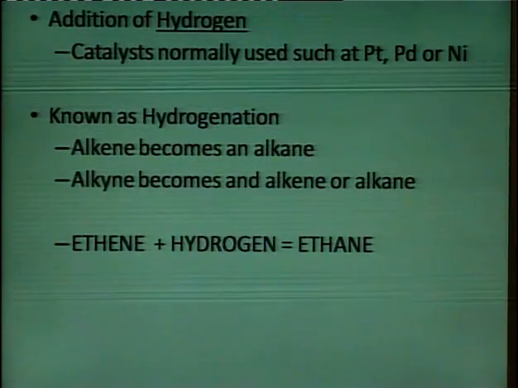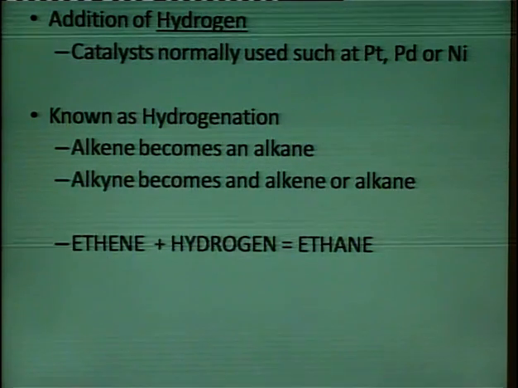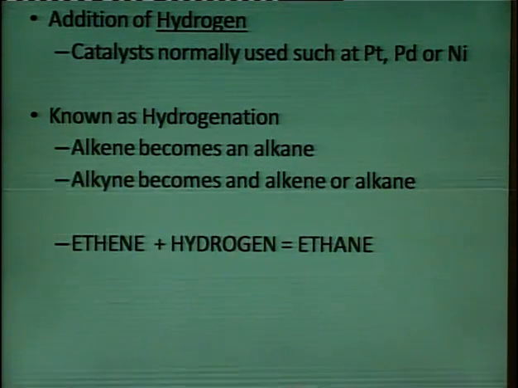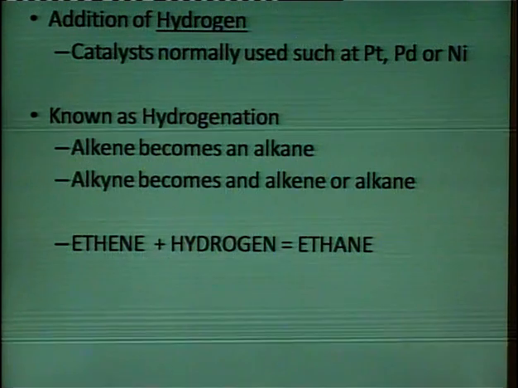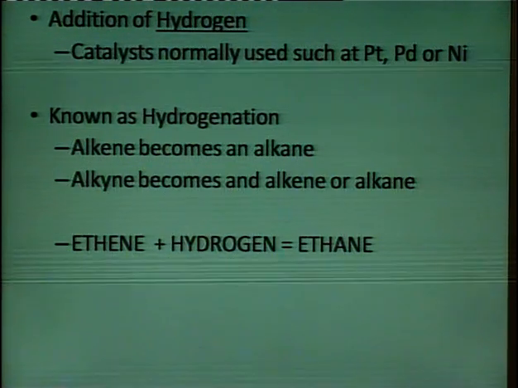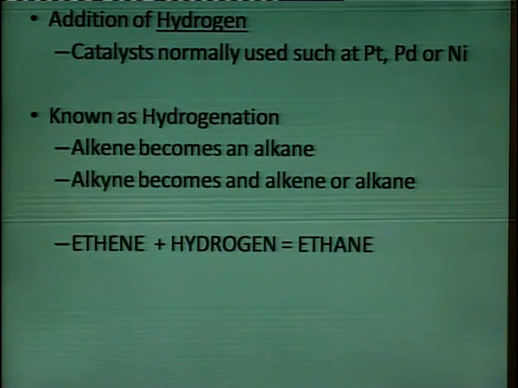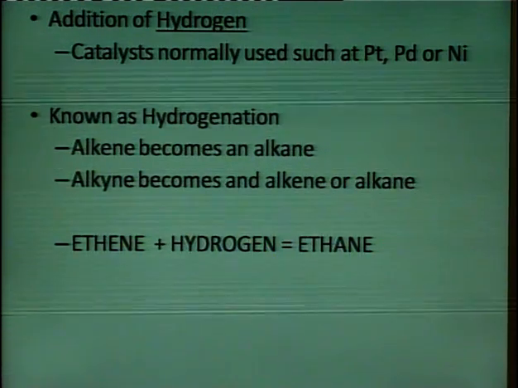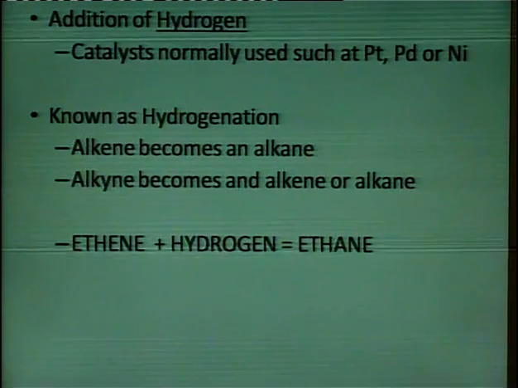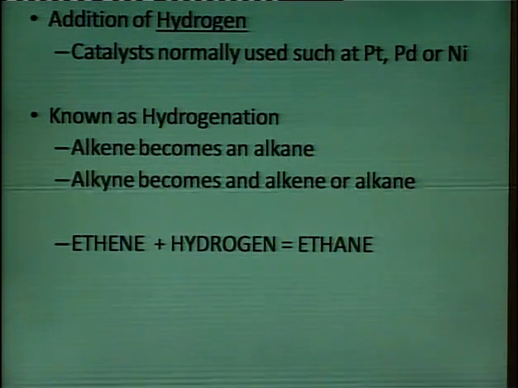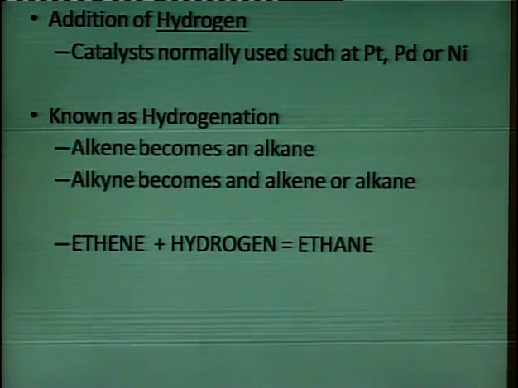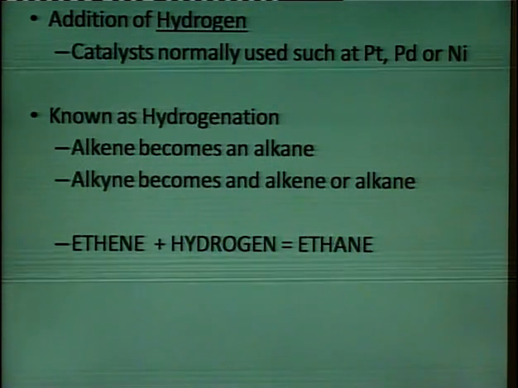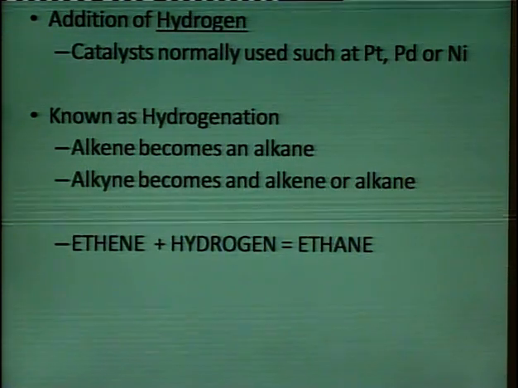Addition of hydrogen. Catalysts normally used are platinum, palladium or nickel. So, when an alkene reacts with hydrogen in the presence of platinum, palladium or nickel, saturated hydrocarbons are formed. This is also known as a hydrogenation reaction.